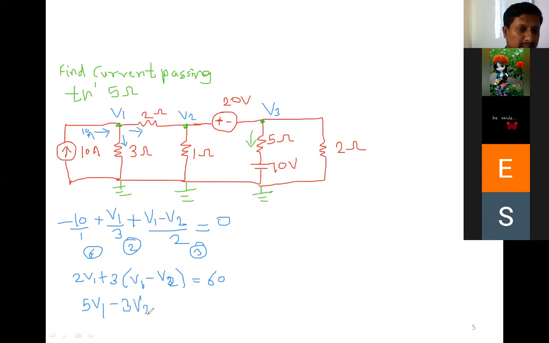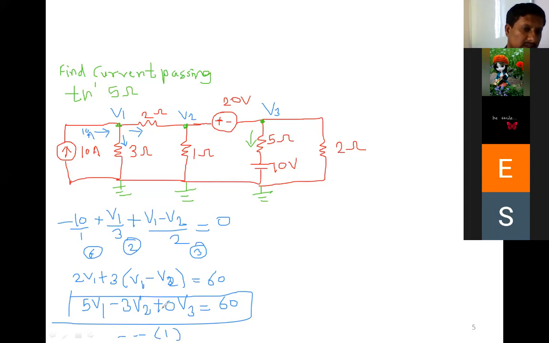But 3 unknowns will be there, no? V1, V2, V3. But V3 is missing here. So even if a variable is missing, you can write like this: 0 into V3 is equal to 60. Anything multiplied with 0 always gives 0. But you have to mention it like this. So this is equation number 1. The 3 unknowns are V1, V2, V3. For that, we need to get 3 equations. So 1 equation we got.